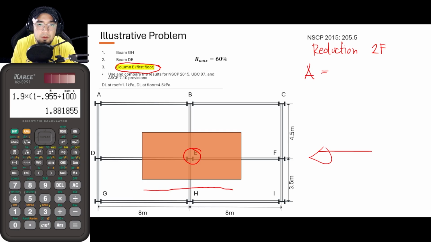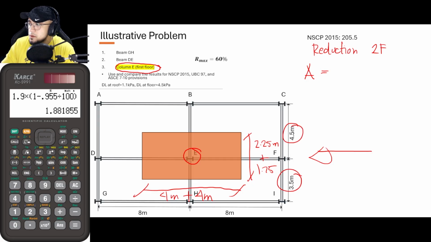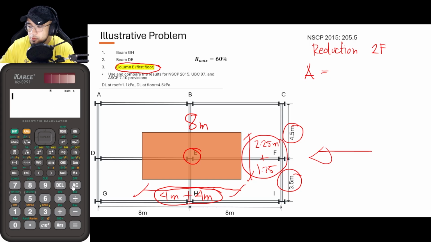So, this is 8 meters or 4 meters plus 4 meters. And this here is 2.25 meters plus 1.75 meters, or half of these dimensions respectively. So, this is 8 meters here if you would be adding 4 meters and 4 meters. And for 2.25 plus 1.75, 4 meters din po ito. So this here is 4 meters.